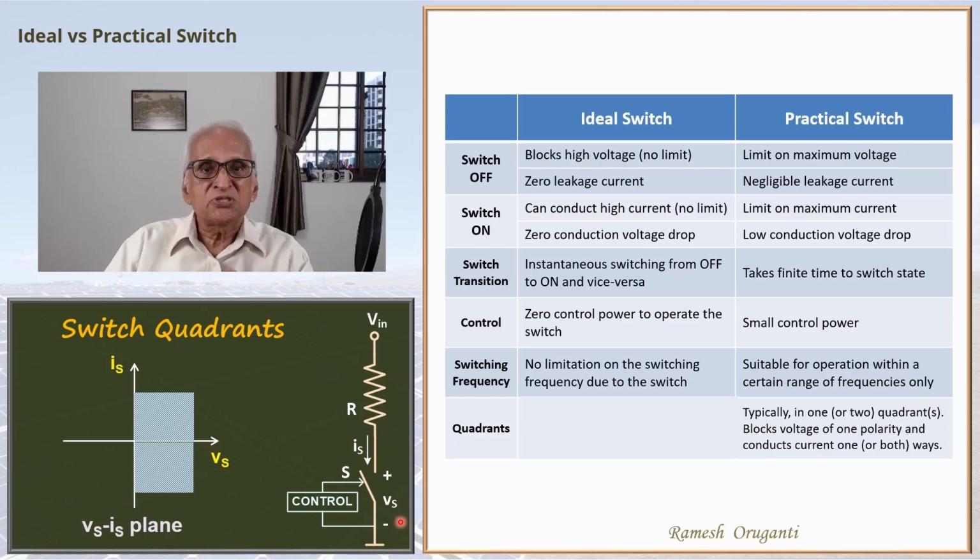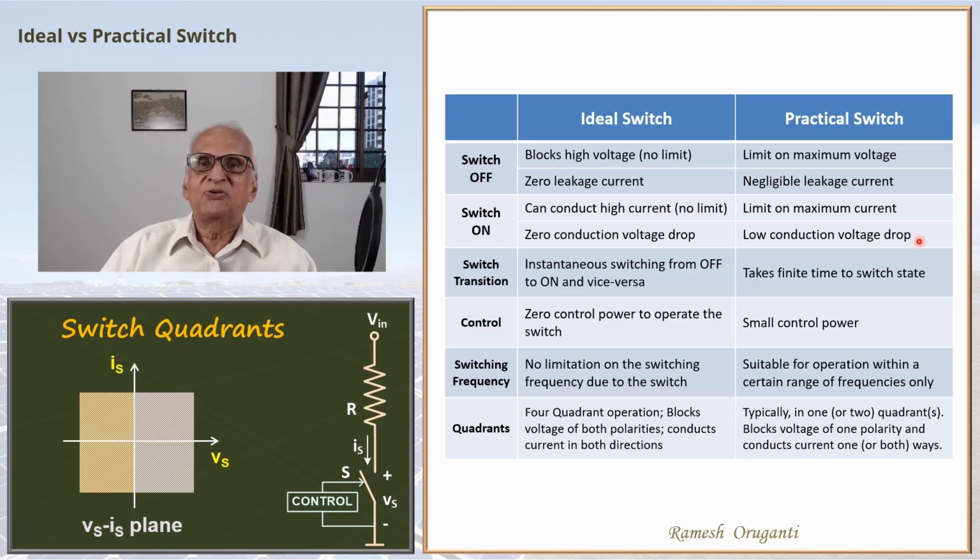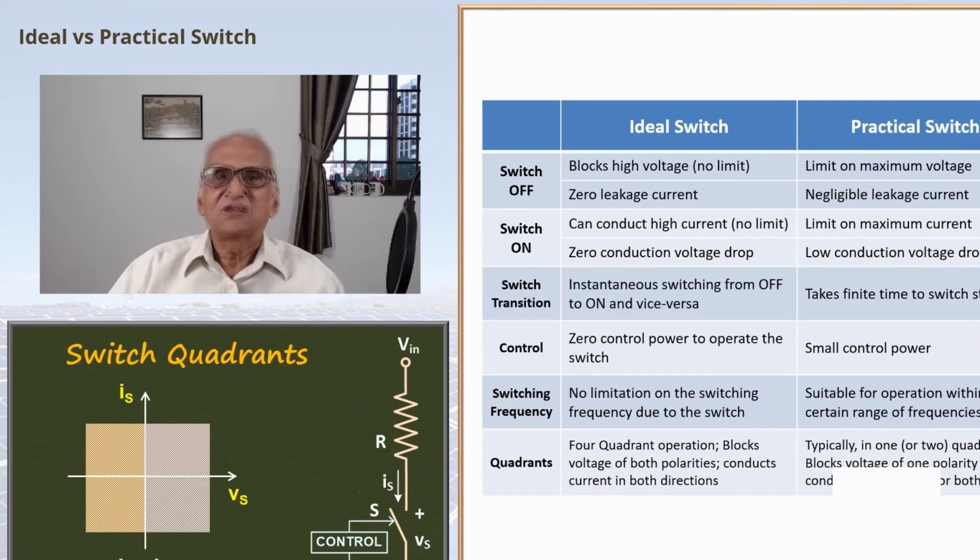So the mechanical switch that you use in your house can block voltage in both polarities and conduct current in both directions. Such a switch is said to be a switch capable of four quadrant operation. So an ideal switch in general, if you idealize it, an ideal switch will be capable of operating in four quadrants also. That means it can block voltage in both polarities and conduct current in both directions.